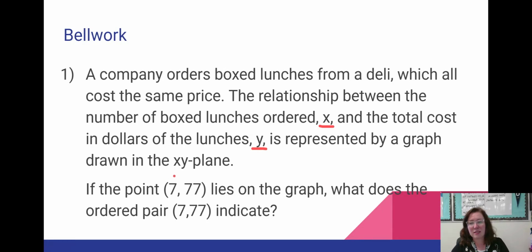We have a point, 7, 77. What does it mean? Well, 7 is X. X means how many lunches. 77 is Y. Y means the cost. So 7, 77 means they bought 7 lunches and paid $77.